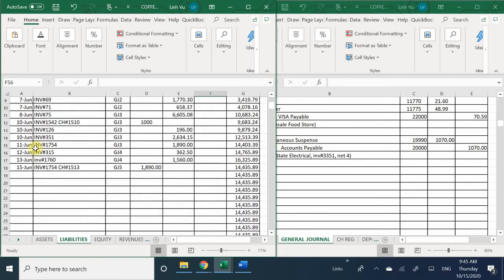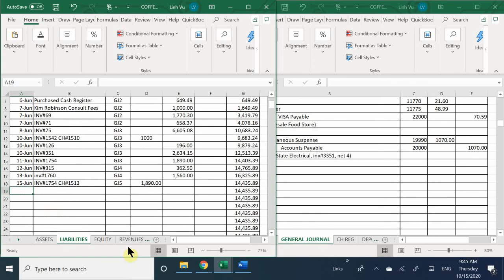And then where do we go next? Liabilities, accounts payable. So that should be on page 17 for this one. So 615. And what are we gonna place here? Invoice number? Invoice 3351. All right. And what's my post reference? GJ5. And what's my credit going to be in the amount of? 1070, which should bring you back up to 15,505.89. All right. Good. Where do we go next?